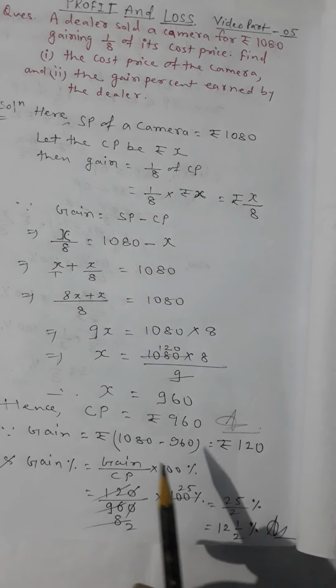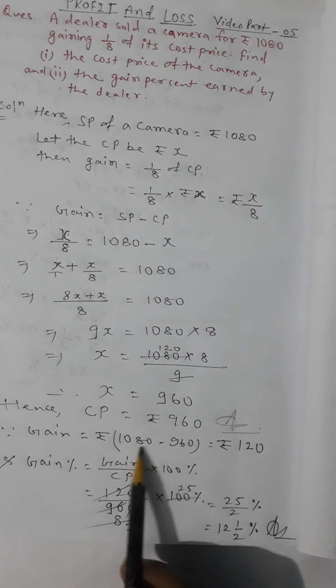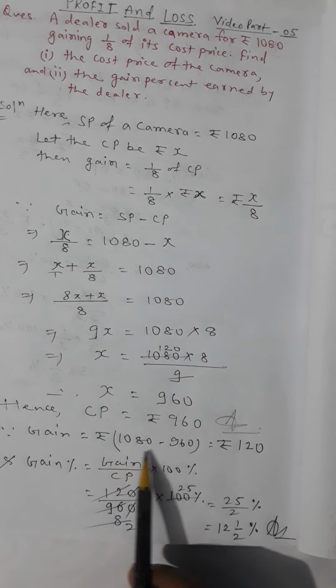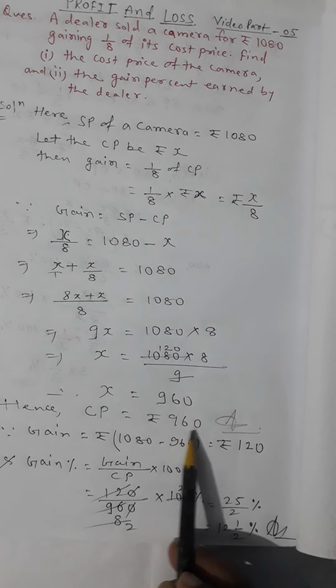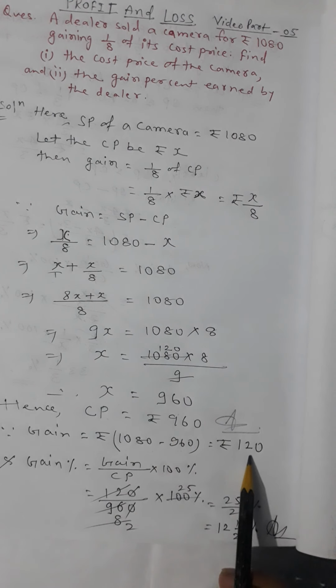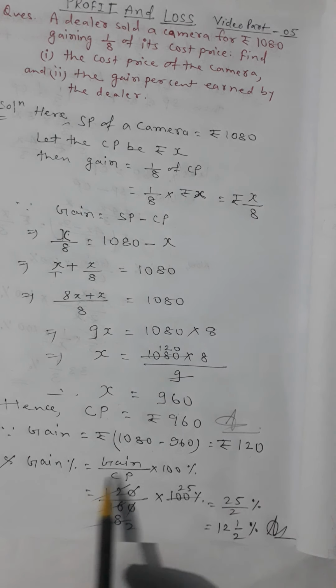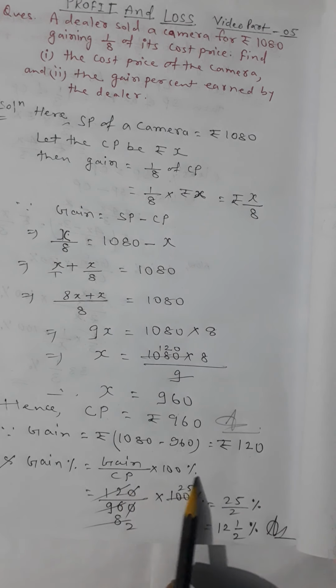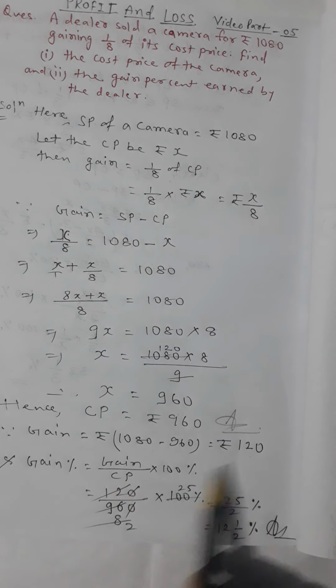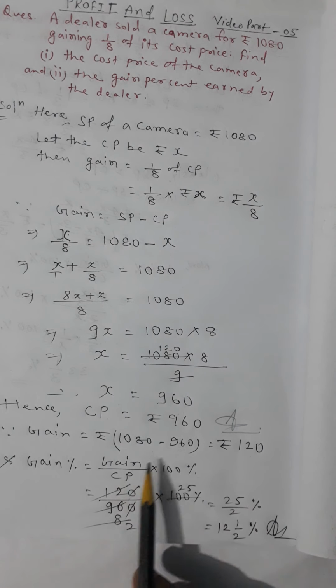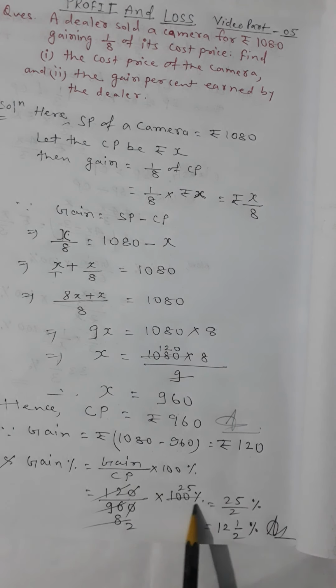Okay dear, then gain equal to SP minus CP. So your SP is 1080 rupees and CP is 960. Subtraction of these two becomes rupees 120. Okay, and gain percent equal to, we know the formula, gain by CP into 100%. So your gain is 120 rupees and cost price is 960 rupees, into 100%.